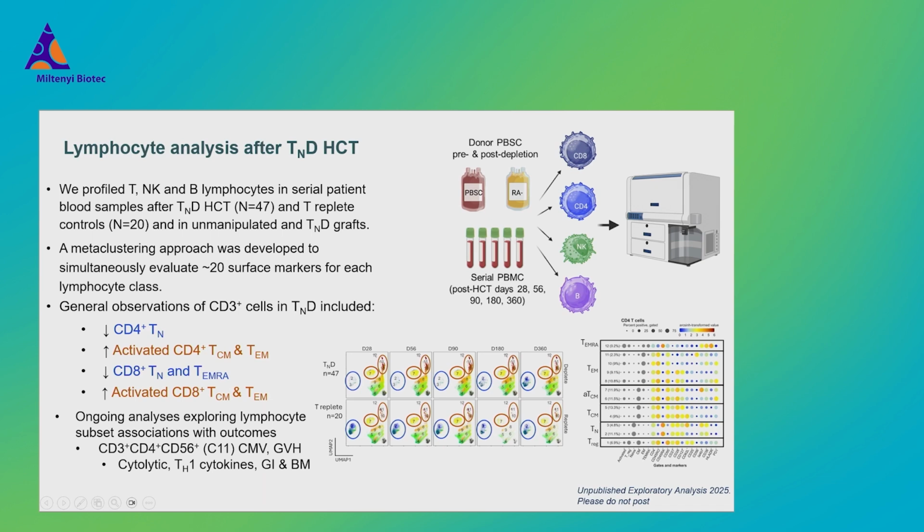We have ongoing exploratory analyses looking at the associations of these subsets with outcomes, and provisionally we've identified a population of CD4 cytolytic T cells that appears to associate quite strongly with the CMV serostatus of the stem cell donor, and also appears to associate with the GVHD that we observe in the naive depleted recipients.